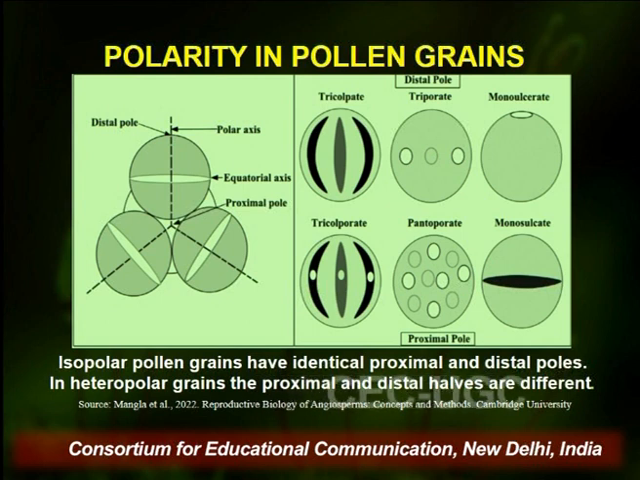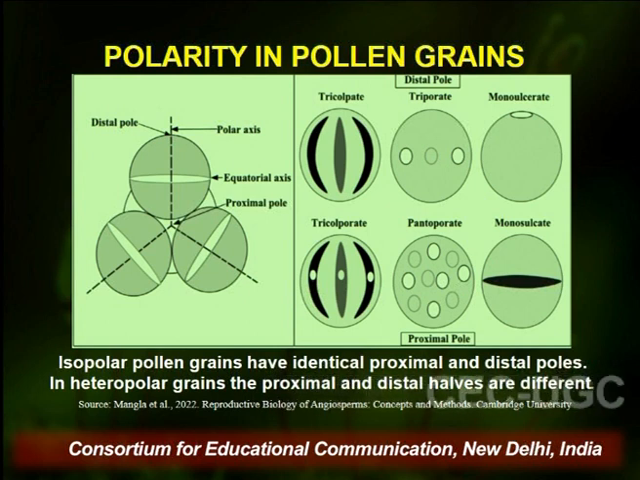The pole of the pollen grain which is towards the center of the tetrad is called the proximal pole, and the pole opposite to that, the side which faces the outside of the tetrad, is the distal pole. Now there is one imaginary line which passes through the distal and the proximal pole. This is called the polar axis.